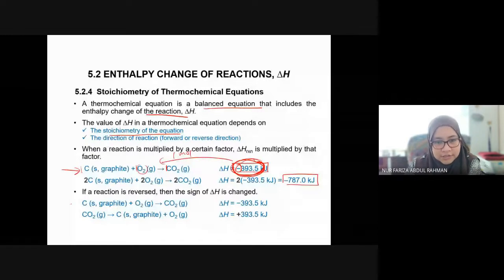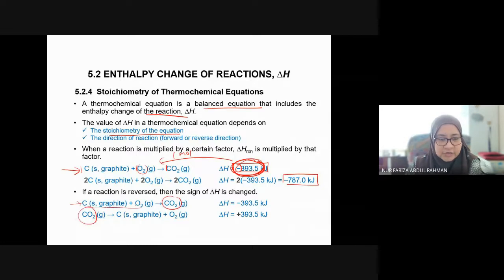Another example. So, this is the equation again. Let's see. So, now you reverse the equation. Okay, CO2 earlier, we have as the product. Okay, now dia jadi reactant. And the reactant in the initial equation dah jadi product. Okay, so this is what we call reverse reaction.